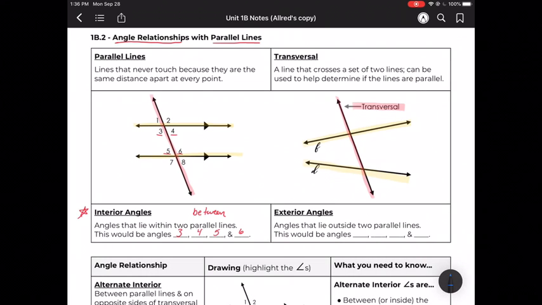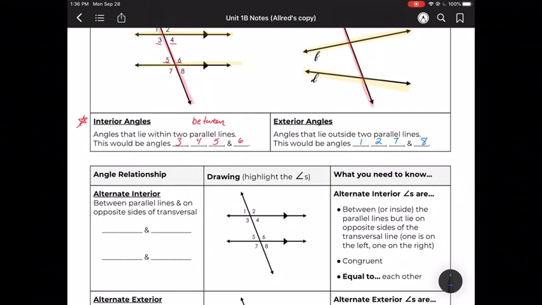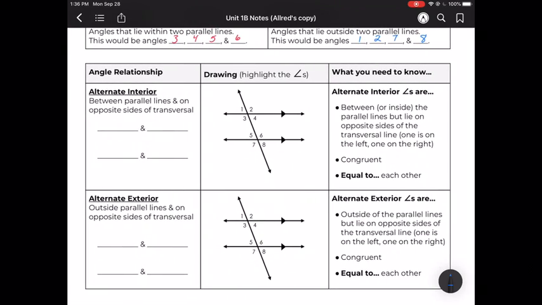And as we talk about interior angles, that brings up the idea of exterior angles. Exterior angles are angles that lie outside the two parallel lines. So this would be like angles 1 and 2 and 7 and 8. They are outside of those two parallel lines. Okay? And so as we move forward and talk about angle relationships created by a transversal and two parallel lines, we have some new terminology to discuss. And so what we want to do as we move through this is actually write some things out, but I'm going to be highlighting certain angles as we talk about these.